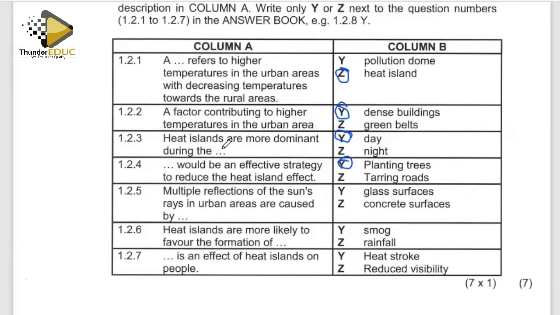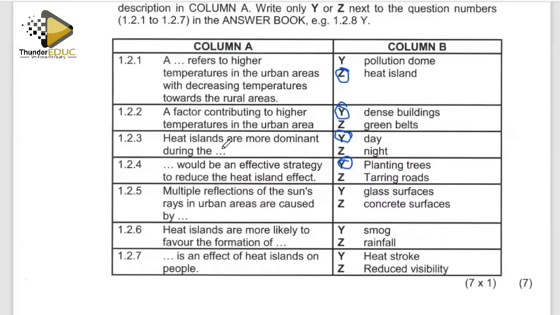Right, we understand that trees have a cooling effect because they produce shade and also because of the effect of transpiration by the vegetation leaves. So as a result, we tend to have a cooling effect because of the introduction of vegetation or planting of trees. Tarring of roads is actually a factor which contributes towards higher temperatures in the urban area because remember, tarmac surfaces are artificial surfaces that tend to absorb the heat.